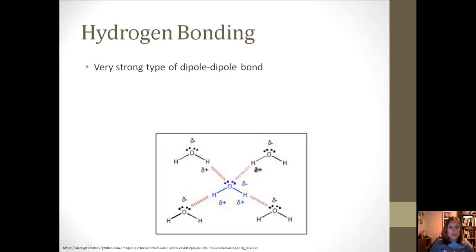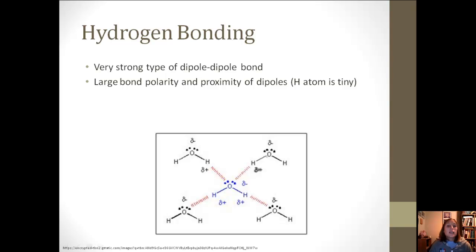Okay, the next one is hydrogen bonding. Now this is a little bit easier to identify, although polar molecules, we should be comfortable with identifying those. This is a very strong type of dipole-dipole bond, so it's kind of a subset of the dipole-dipole. This is due to the fact that there is a large bond polarity and a close proximity of the dipoles, because remember we said that as the distance between the dipoles increases, the strength of the bond decreases. But because hydrogen is so small, the proximity of the dipoles is really close, and so it'll create a much stronger bond. So this is considered a very strong bond.